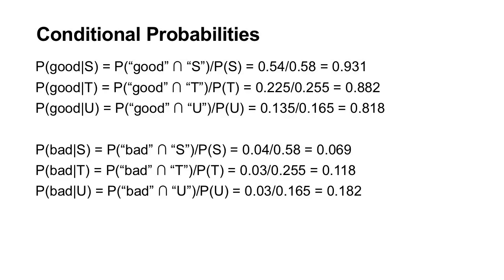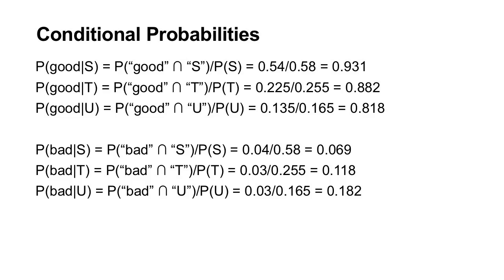You see all the calculations. And what do we learn? We see that the proportion of good parts is the largest for supplier S. Put differently, the proportion of bad parts is the smallest for supplier S. And supplier U actually is the worst in this little case.